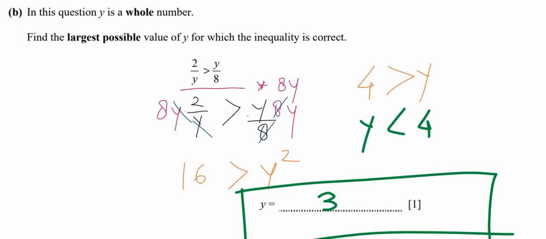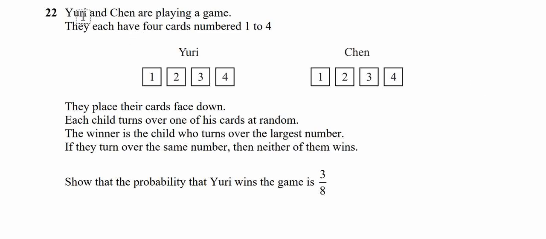So let's continue with the next number. There's question 22. Yuri and Chen are playing a game. They each have 4 cards, numbered 1, 2, 4. They place their cards face down. Each child turns over one of his cards at random. The winner is the child who turns over the largest number. If they turn over the same number, then neither of them wins. And so the probability that Yuri wins the game is 3 over 8. 10 seconds from now.